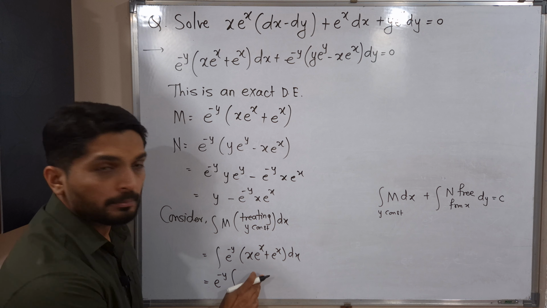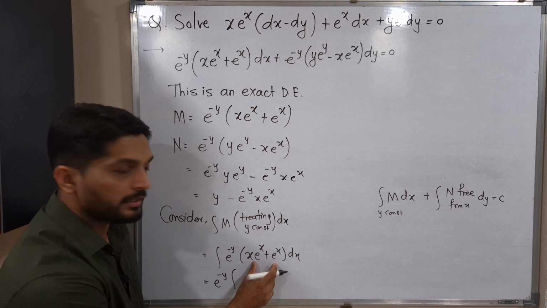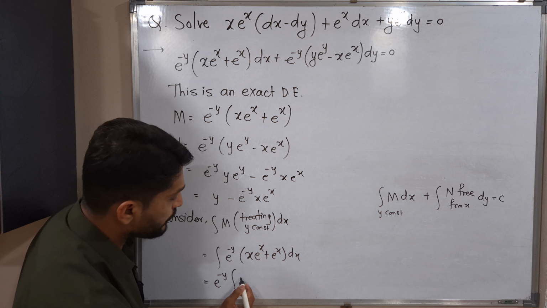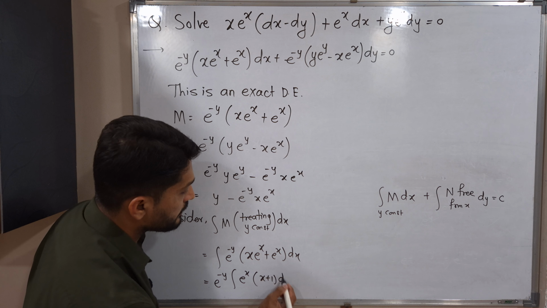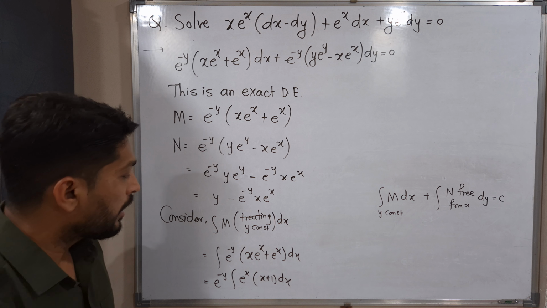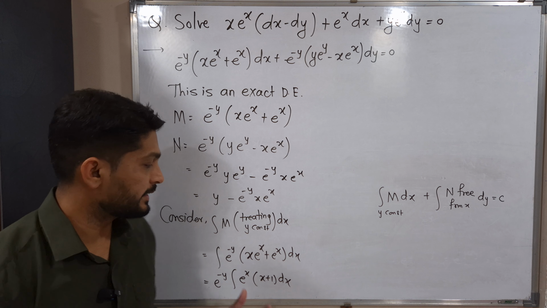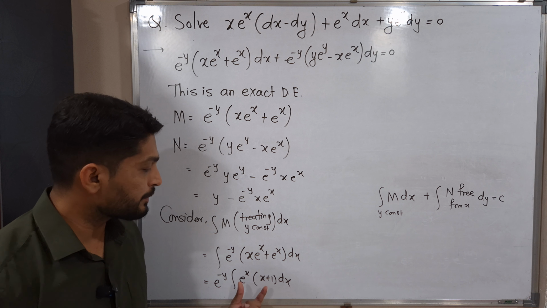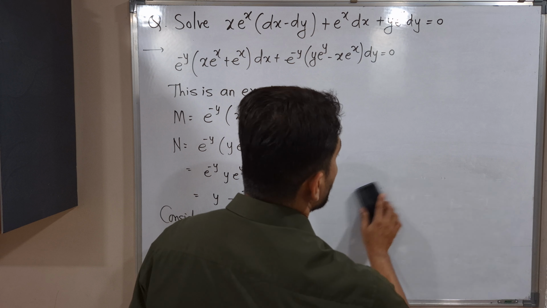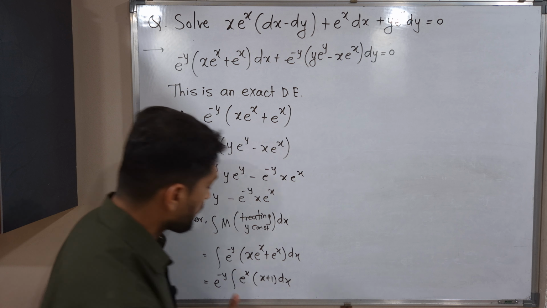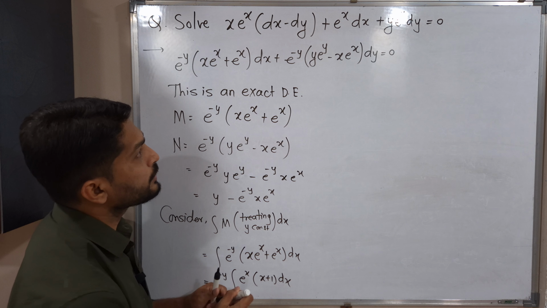Outside. Tell me, can I take e raised to x common here? Definitely. Yes, e raised to x we can take common, and we will have simply (x plus 1) dx. So now the question is how to solve this integration. Since you can see there is a product of two functions of x, you cannot make them separate easily. Let us see how to solve such integrals.